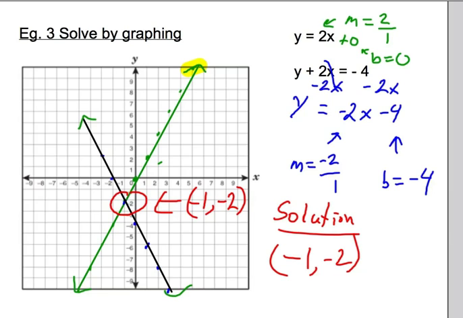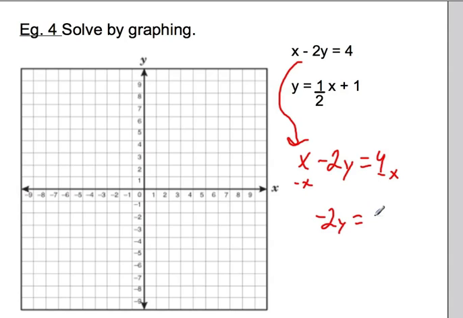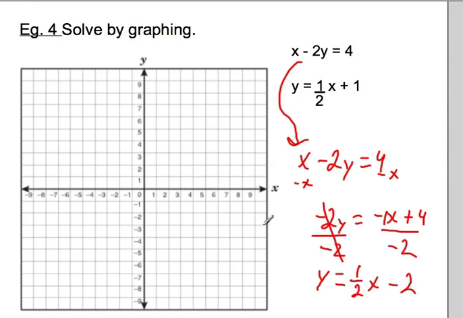Okay, one final example. Here we have two lines. The first one's not in slope-intercept form, so let's change that to slope-intercept form. So we have x minus 2y equals 4. We can subtract x from both sides. Negative 2y equals negative x plus 4. Then I have to divide by negative 2. So you're going to have y equals negative 1x over negative 2, so that's going to be like half x. And 4 divided by negative 2 is negative 2. So your y-intercept is negative 2.